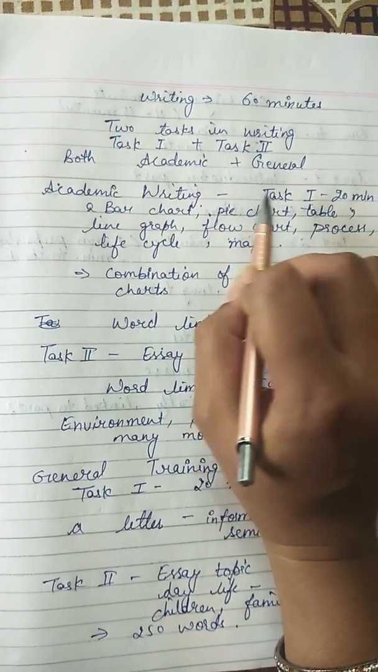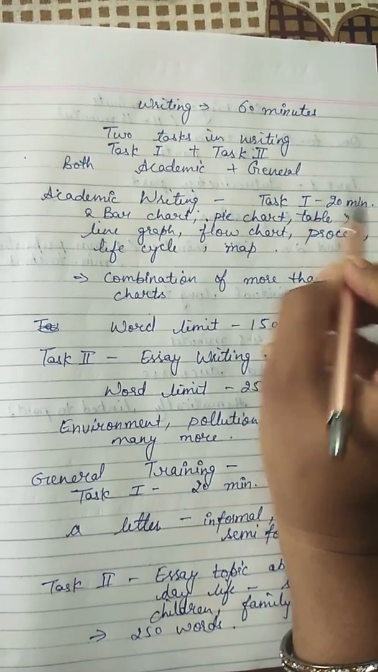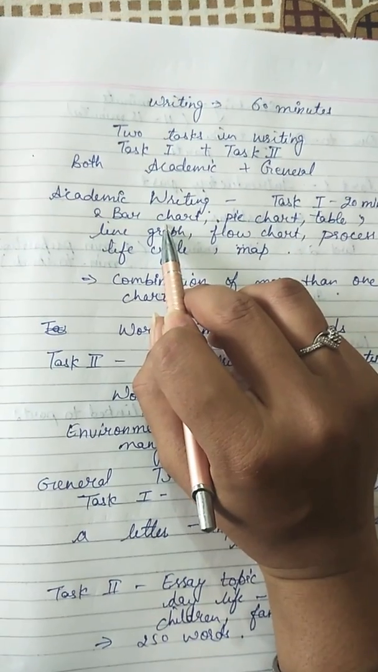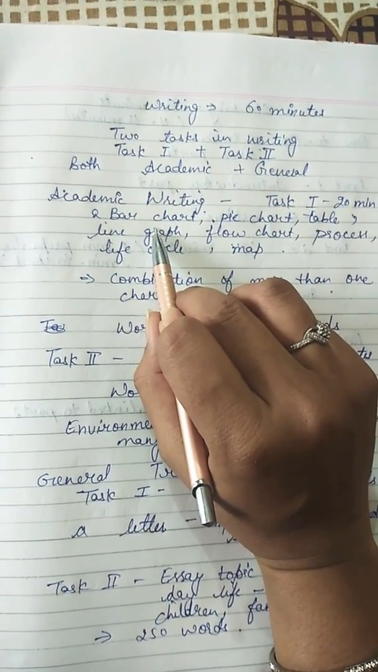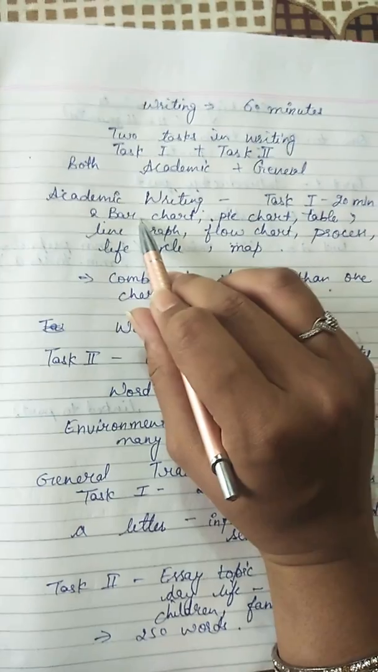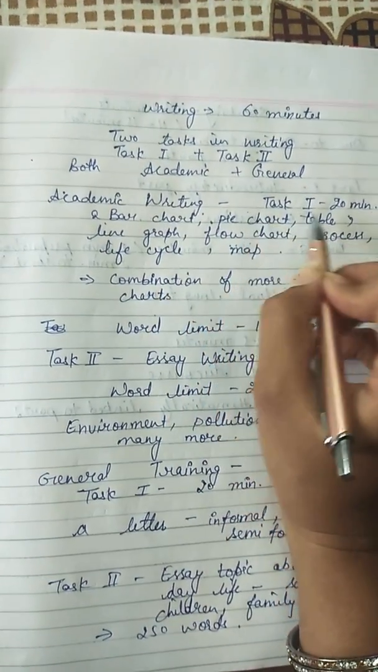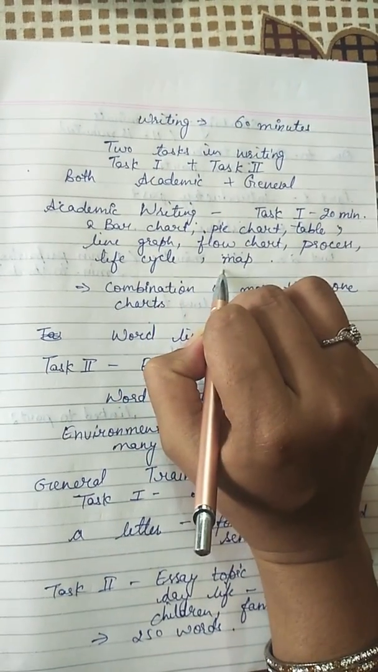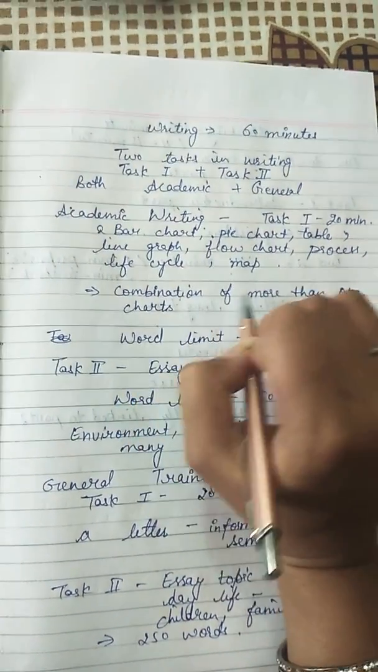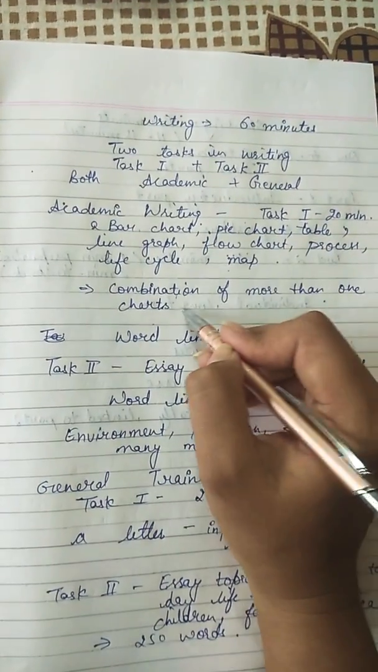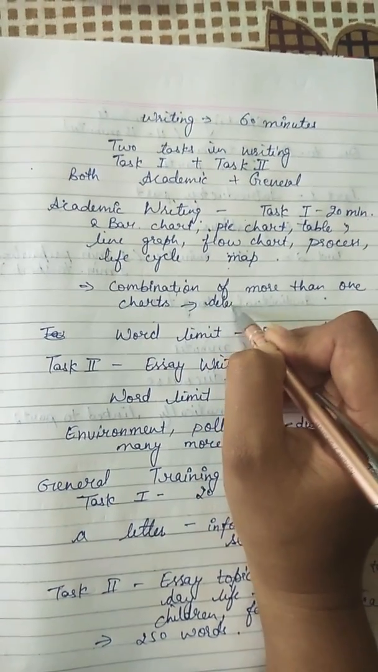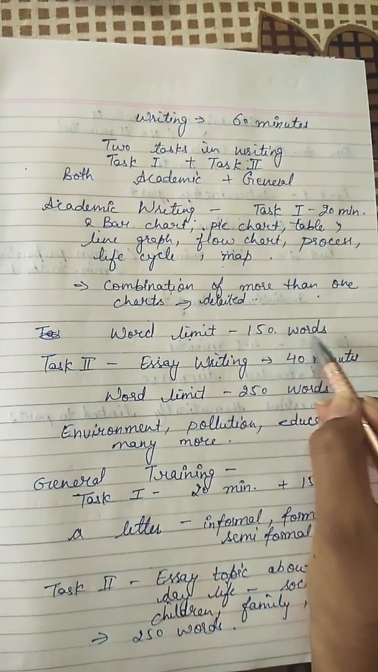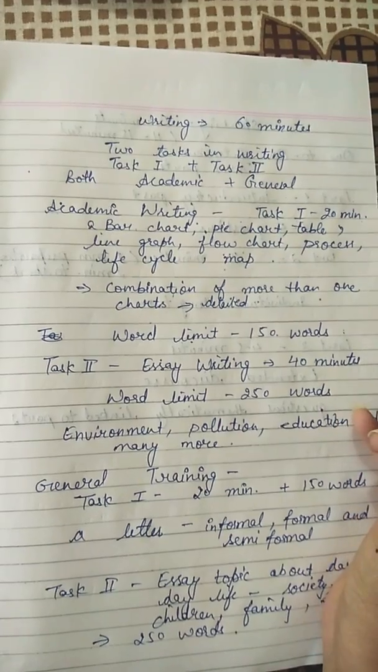In academic writing, task 1 is of 20 minutes, but it is data representation, which means diagram representation. Students have to represent the diagram by looking at the diagram. That can be a bar chart, pie chart, table, line graph, flow chart, process, life cycle, map and more. It can be a combination of more than one chart that contains detailed information about anything. The word limit for task 1 is 150 words for both academic and general training.